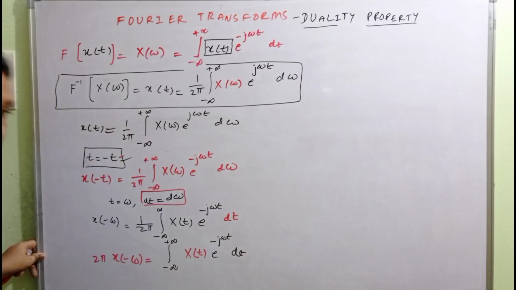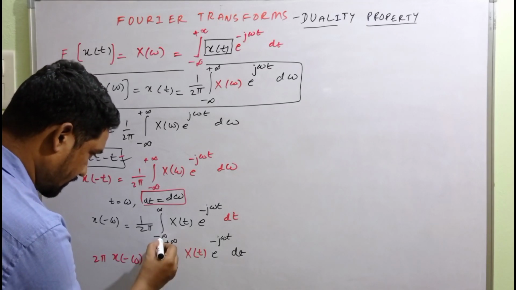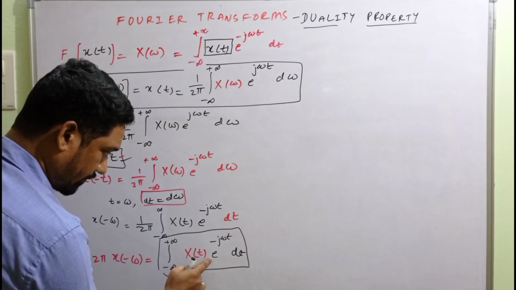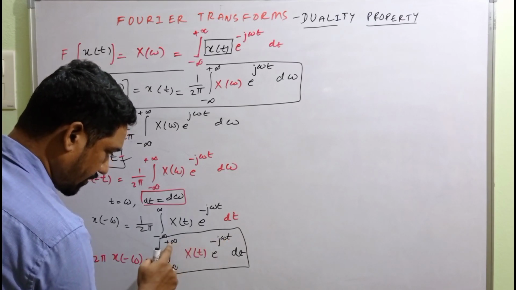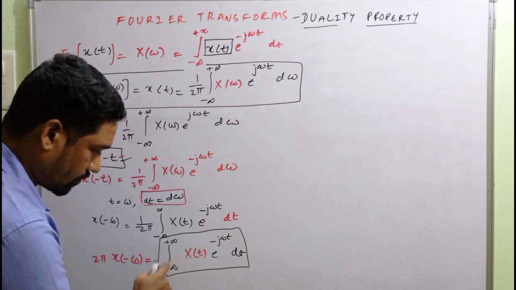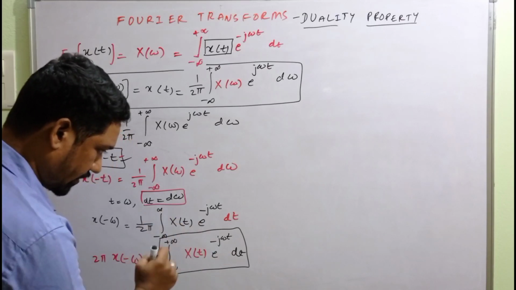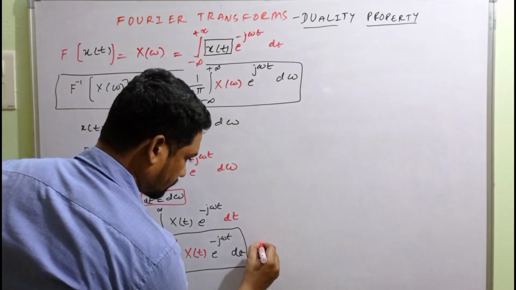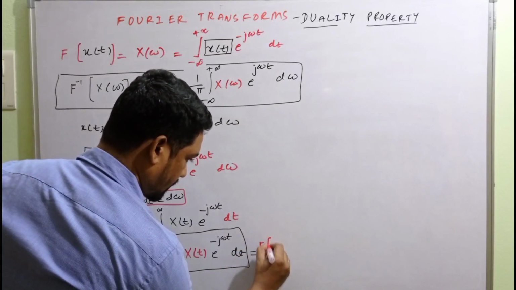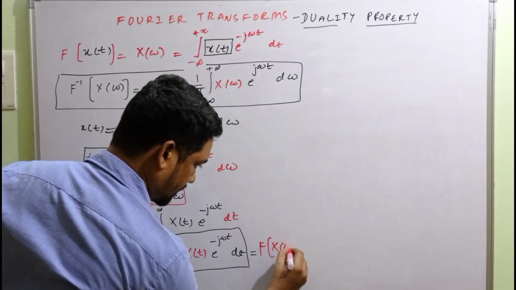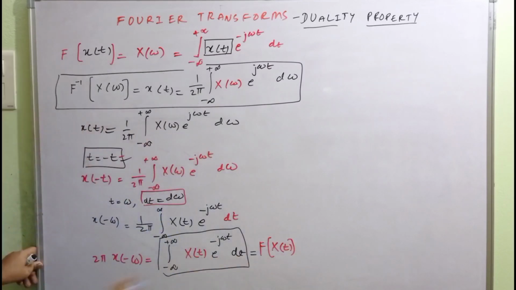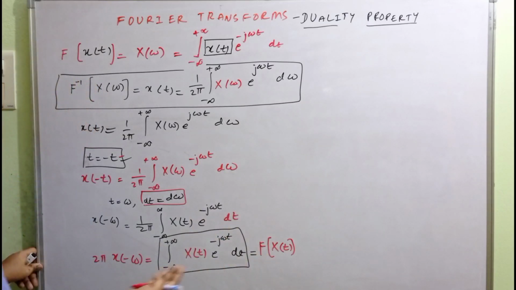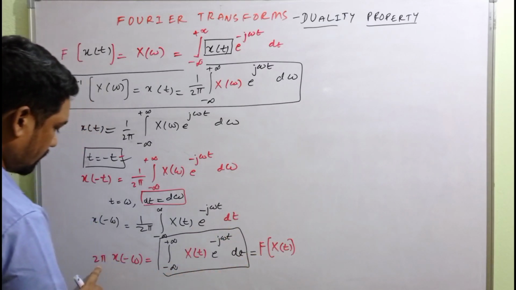So guys, what is this entire expression? X of t is multiplied with e raised to minus j omega t and integrated from negative infinity to positive infinity with respect to t. So what is this? This gives us the Fourier transform of x of t. Guys, this is the expression which we are searching for, the duality property. Fourier transform of x of t will be equal to 2 pi.